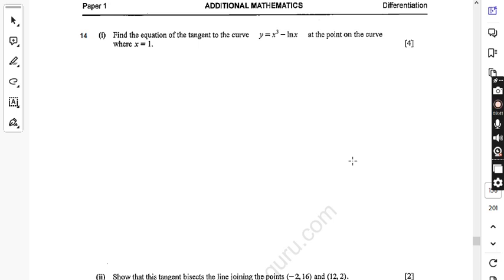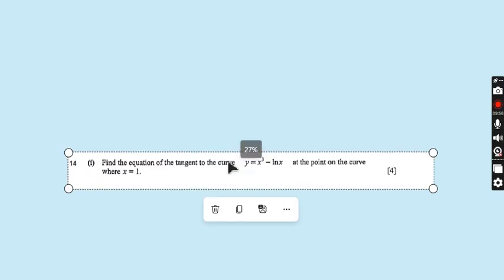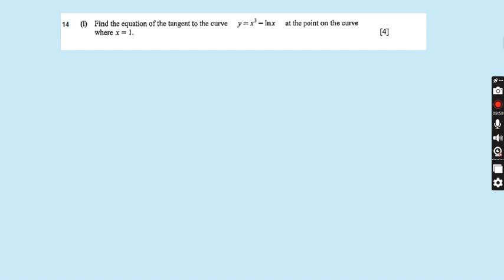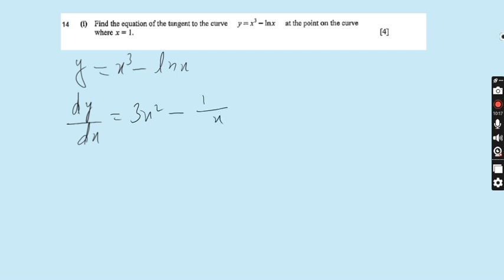Find the equation of the tangent to the curve y equals x cube minus ln x at the point on the curve where x is equal to 1. Very easy. Again, we have to follow all the steps. Write the equation of the curve. y equals x cube minus ln x. Find the derivative. 3x square, and the derivative of ln x is 1 upon x.